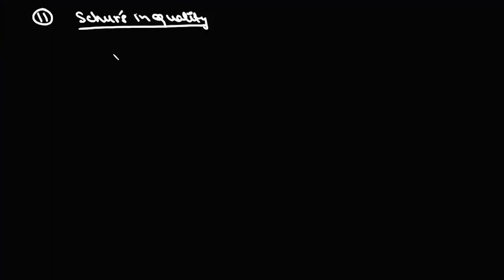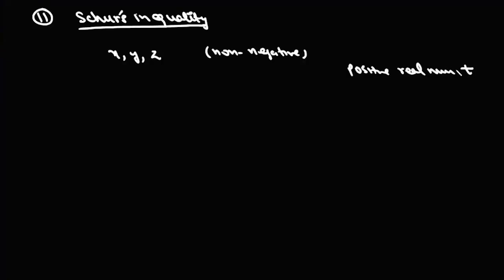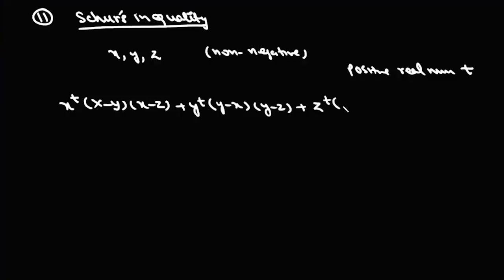Now Schur's inequality says if we have 3 non-negative real numbers x, y, z, and we have a positive real number, say t, then x^t (x − y)(x − z) + y^t (y − x)(y − z) + z^t (z − x)(z − y) is always greater than or equal to 0. Now this inequality is known as Schur's inequality.